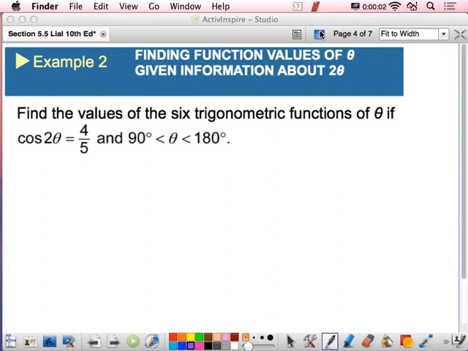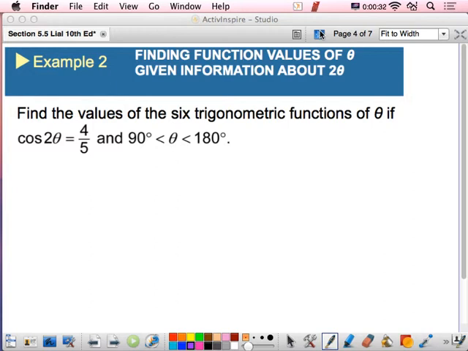For example 2, we want to find the values of the six trig functions of theta if all we know is that cosine of 2 theta is 4/5 and that theta is between 90 and 180. That's all we know. And now, remember, we want to find the trig functions of single theta. So how do I take something from cosine of 2 theta and bring it into a single theta? We have to use one of our double angle identities, right?